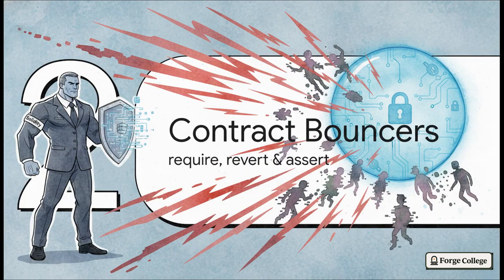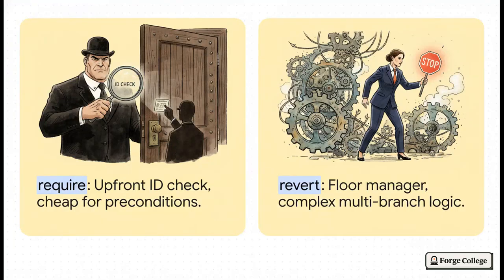Section 2. Meet your contract bouncers. Specifically, require, revert, and assert. Solidity actually provides us with built-in defense mechanisms to kick out bad transactions before they even touch our precious storage. We can compare require to the bouncer at the front door, doing a quick, cheap ID check on incoming inputs. If you don't meet the criteria, you don't get in. Simple as that.